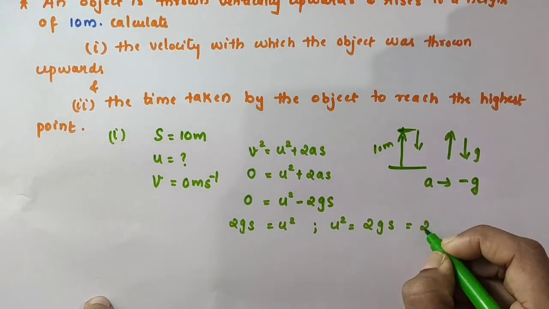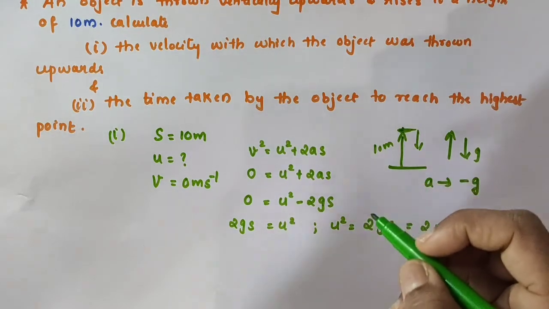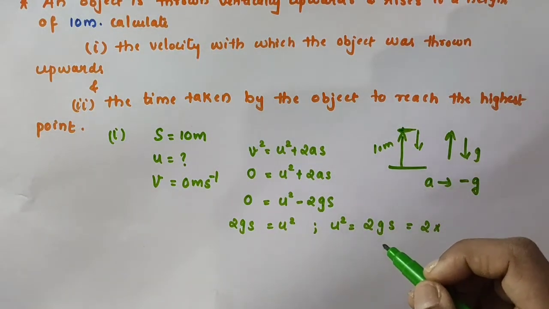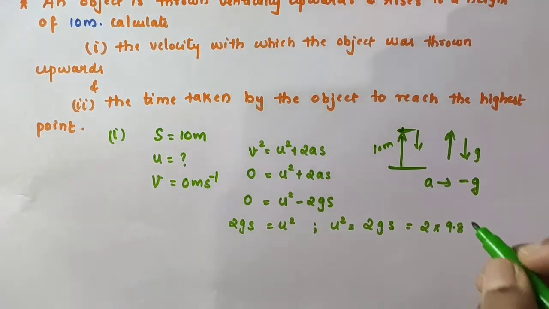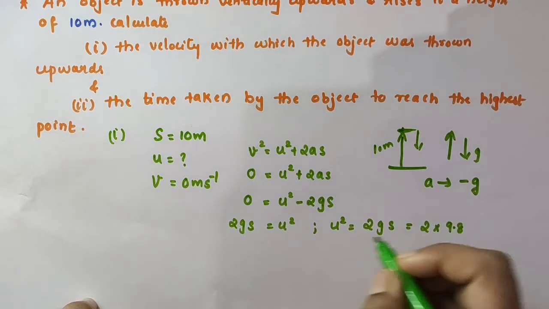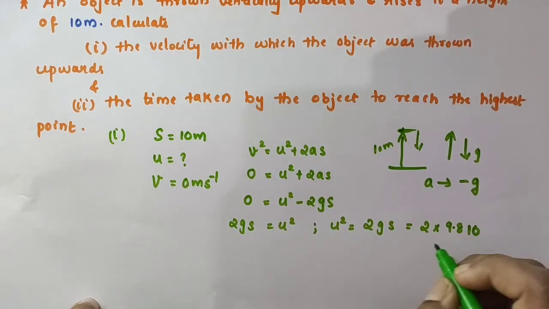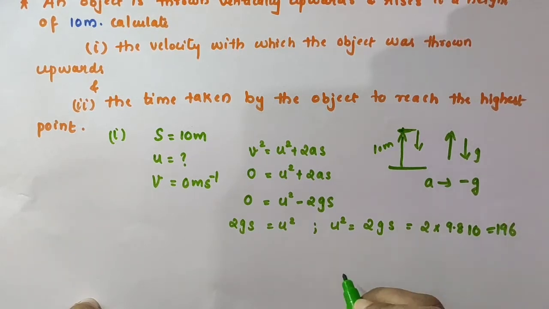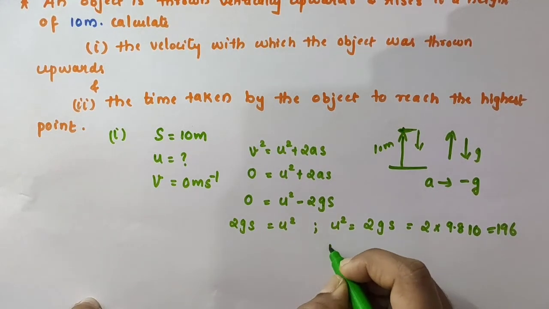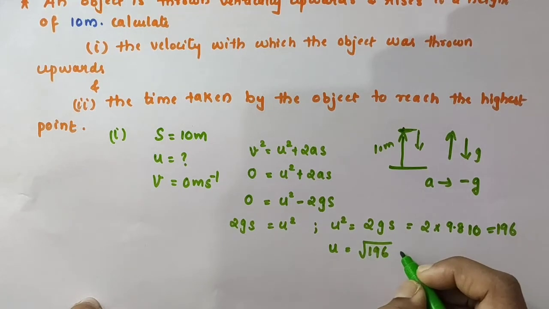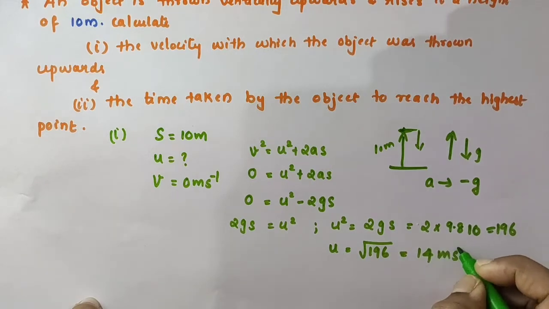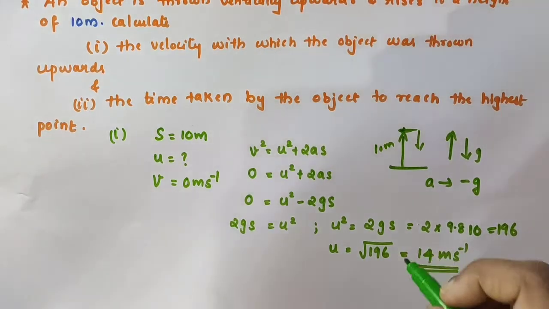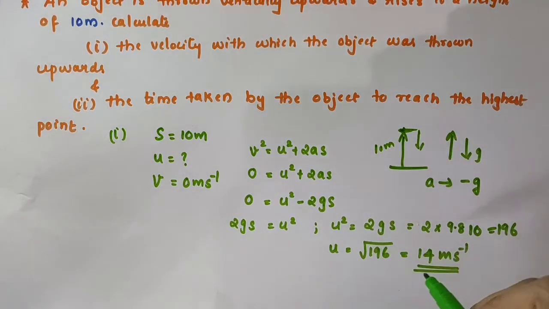So this is equal to 2 into g. They haven't told us to take the g value as 10 meter second raised to minus 2, so we are taking the g value as 9.8 meter second raised to minus 2. So 2 into 9.8 into 10. While doing this calculation, you will get the answer 196. So u square is equal to 196. So u is equal to square root of 196, which is equal to 14. We are calculating u, the initial velocity, so its unit is meter second raised to minus 1. So the velocity with which the object was thrown upwards is 14 meter second raised to minus 1.